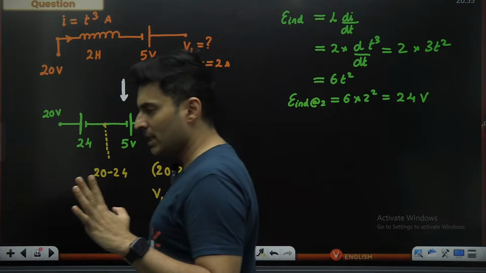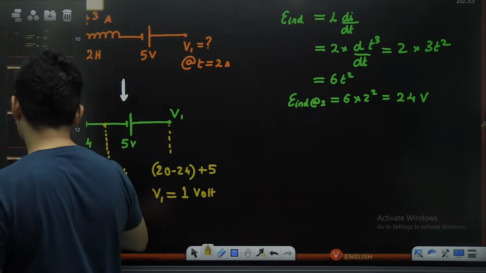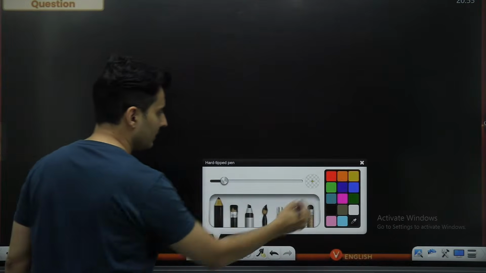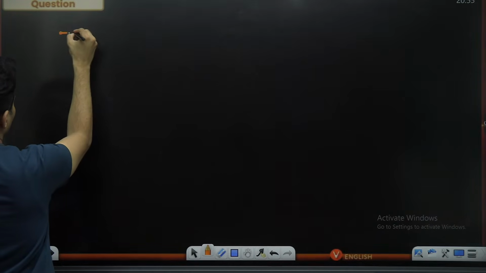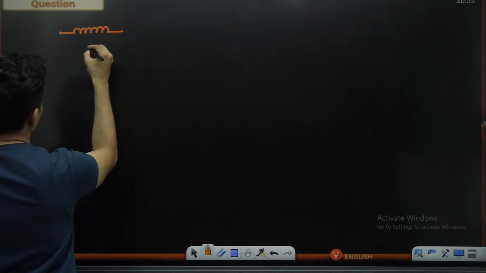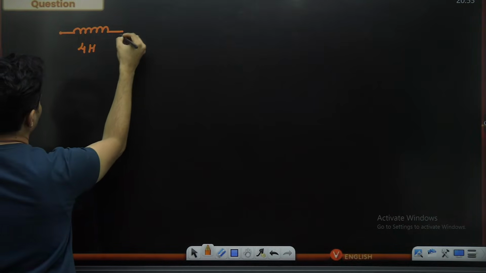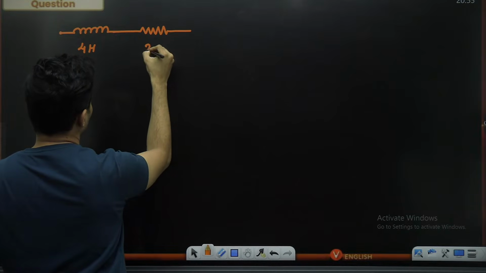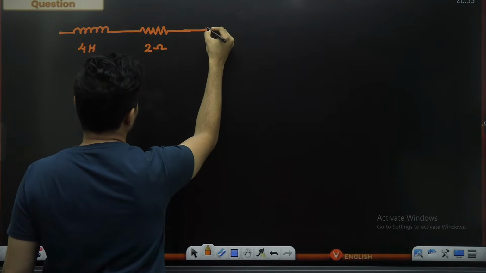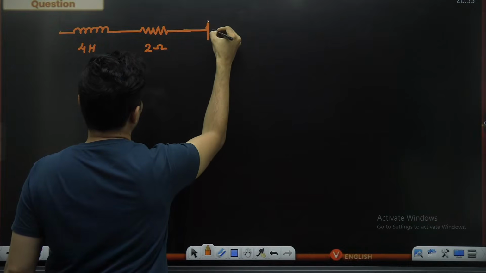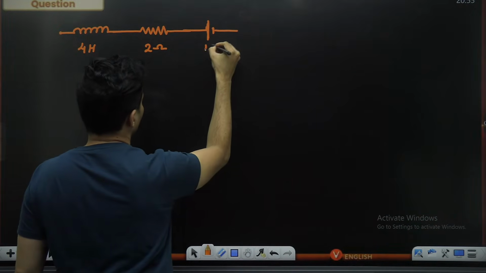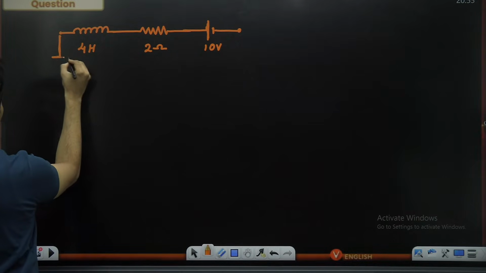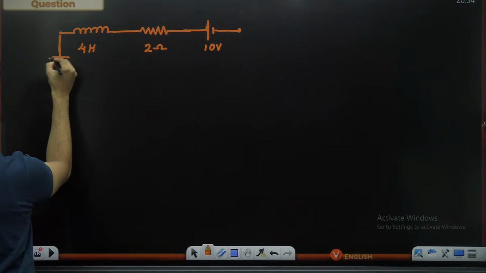Is that okay? Understood? Let's do one more question coming up on your screen. Here it is. Let's say we have been given an inductor of 4 Henry. Then there is a resistor of 2 ohms. And then there is a battery of 10 volts. And let's say it's been given that this is grounded over here.